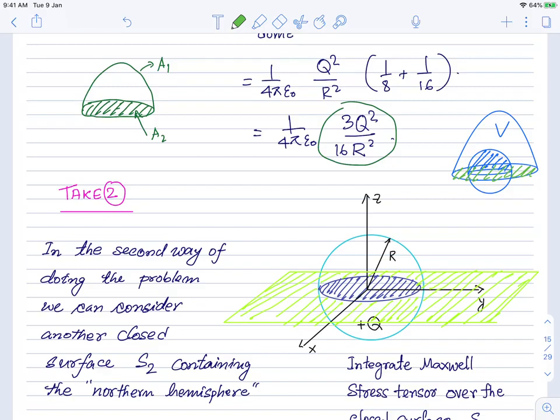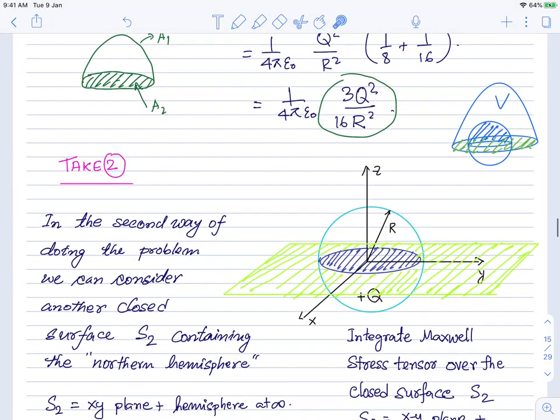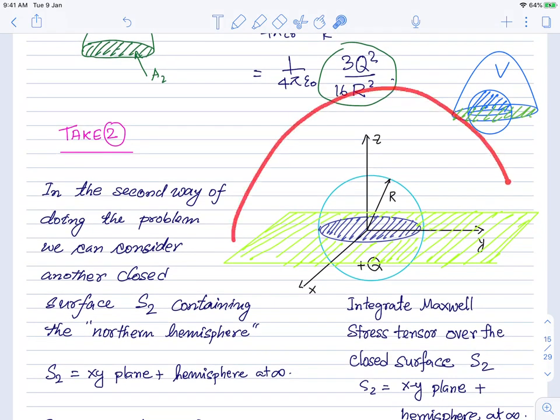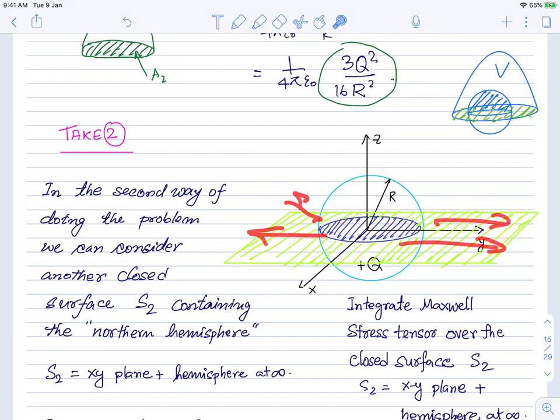And then I'm assuming that this one closes, but it closes by a hemispherical dome at infinity. Now, as you know, the electric field at infinity due to this charge configuration vanishes. So the contribution from that hemispherical dome will be zero. Because the electric field vanishes, the Maxwell's stress tensor, which is expressed in terms of the electric field, also vanishes at infinity. So there will be no contribution from the hemispherical dome, but there will be contributions from the electric field that exists on the xy plane.